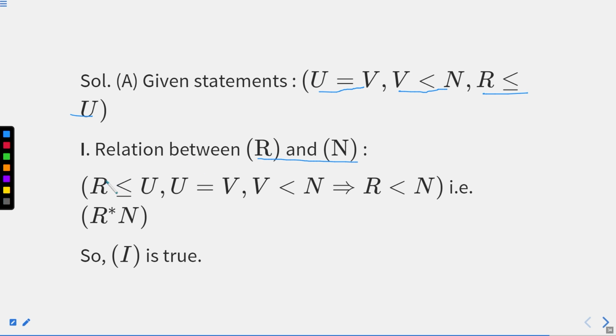We know that R is less than or equal to U, and we know that U is equal to V, and V is less than R. This implies R is less than N. So we'll get the relation. As soon as we get the relation, it means statement 1 is true. In the previous question, we were not getting any defined relation, which meant both statements were false. Here, we are already getting our relation between R and N. It means statement 1 is true.